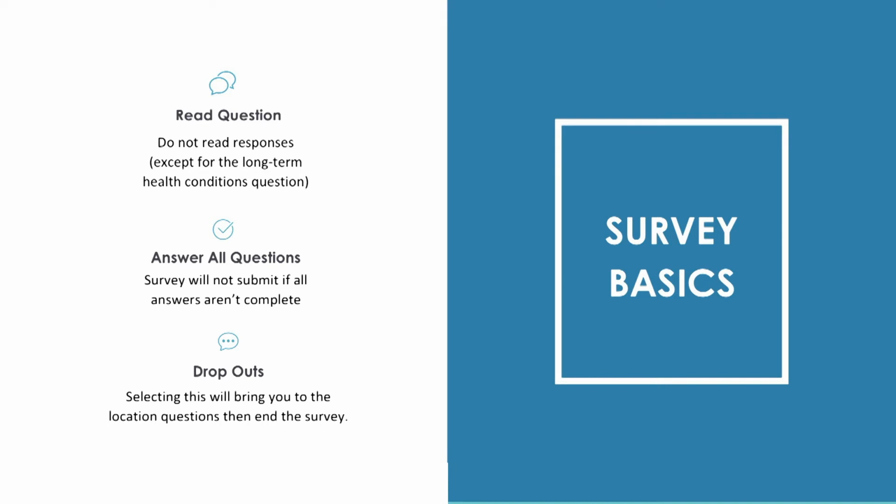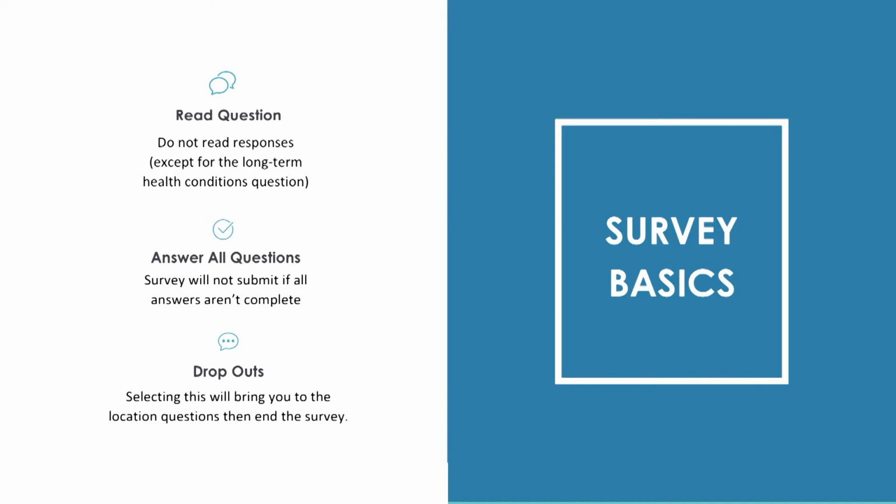You want to make sure that you answer all of the questions. Otherwise, the system will not allow you to submit the survey. You'll notice that once the demographic questions are complete, you will have the option to select Dropped Out of Survey for each question. If you click Drop Out, you will automatically be redirected to the location questions at the end of the survey. Ask for your name, then the survey will end upon submission.